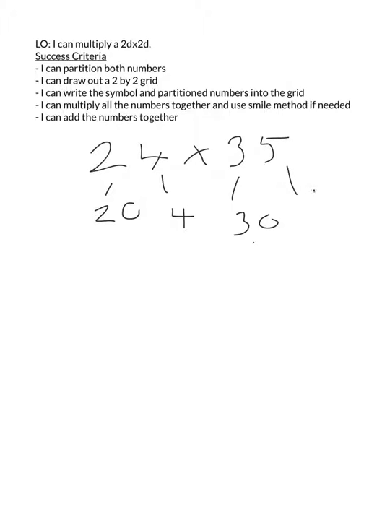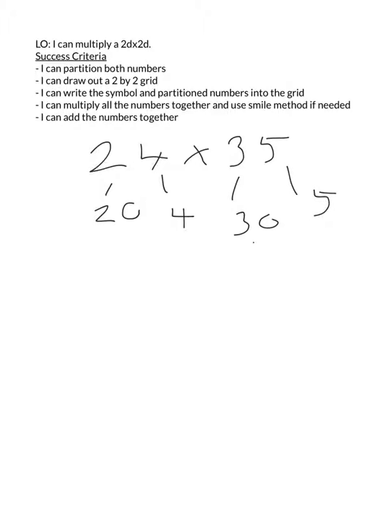Right, let's start off with a quick example. So we'll do 24 times by 35. So these are our 2-digit numbers. So the first thing we need to do is partition them. Now you might want to do these in your head if you're confident doing that, or you might just want to write it out. So to partition them it would be 20 and then 4 and then 30 and 5. Okay?